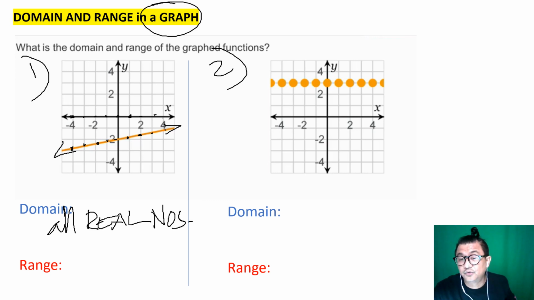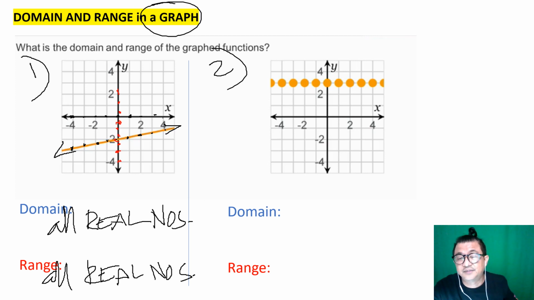That means the whole number, the fraction, the decimal, positive or negative. Okay? Now, how about the range? The y values, look at this point, we'll have this value, that value, that value. But there's an arrow, the line could also extend, right? So what can I say? What are the y values? The y values are all real numbers. Okay, I cannot list all of them.